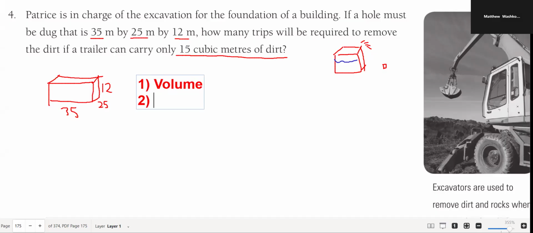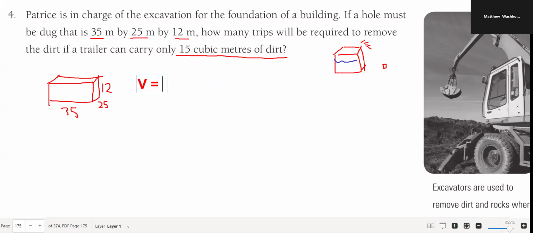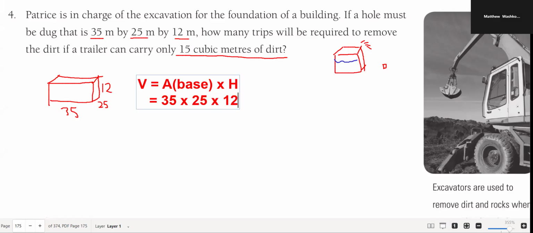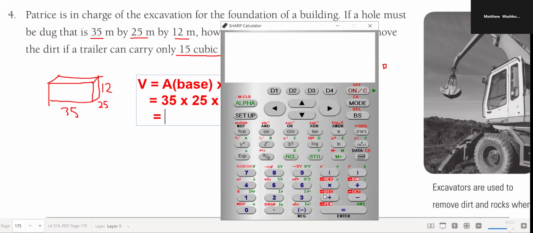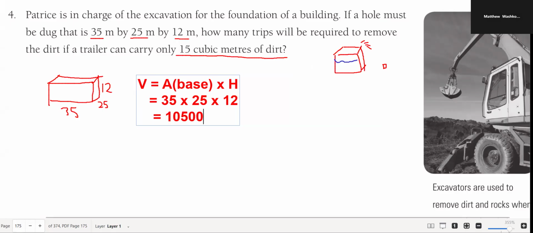The volume, and then once we do that, we need to take the volume and divide it by 15, right? Because that's how many trips it can take. So that's what needs to happen here. So the volume in this case is the area of the base times the height. We're going to say 35 times 25 times 12 meters, which is equal to 10,500 what? Meters cubed, right? You want to make sure we're doing that.